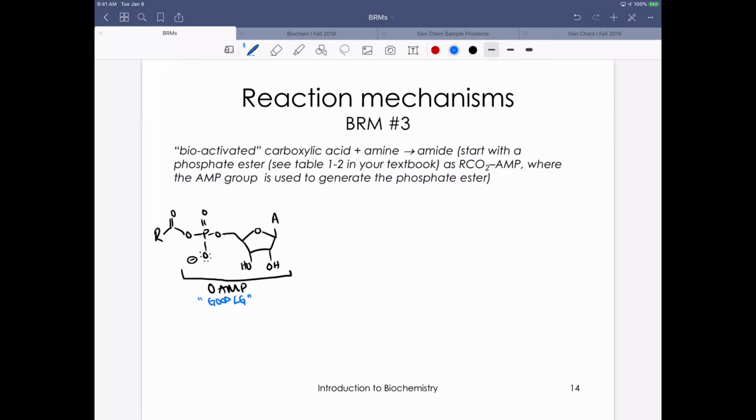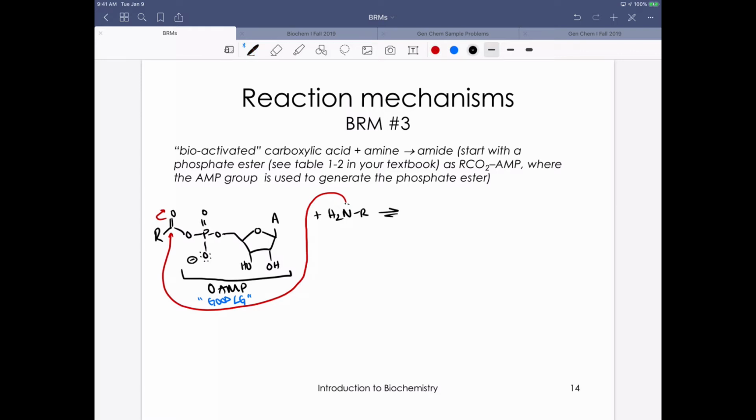And so that's why we have this. Like in our second reaction mechanism, we had something that was a good leaving group and a carboxylate group. But again, that was a way to chemically activate. This is how biological activation occurs. So we're going to react this with our amine. So again, our nitrogen is still going to be our nucleophile. And now we're going to have that same carbonyl carbon as our electrophile, generate our tetrahedral intermediate.